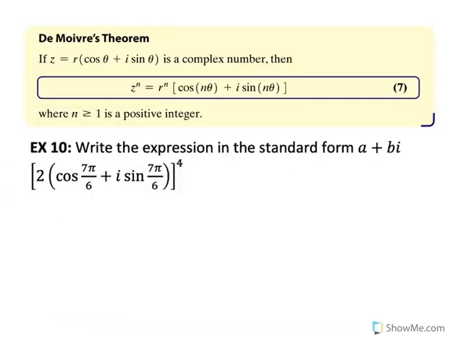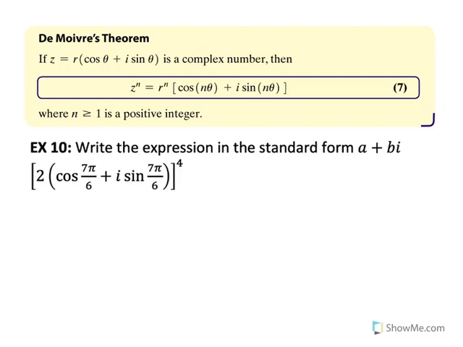I'm not going to say his name correctly, but I'm going to try. De Moivre's theorem. It says if z equals r times cosine theta plus i sine theta is a complex number, then z to the nth power is equal to r to the nth times cosine of n theta plus i sine n theta, where n has to be greater than or equal to 1.